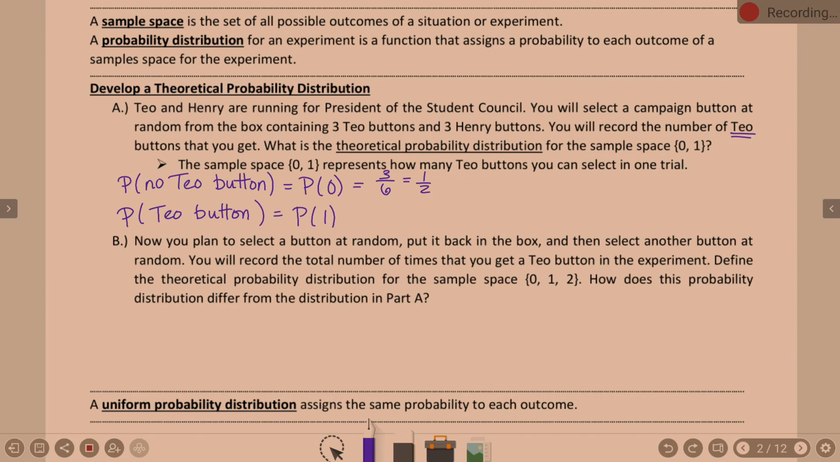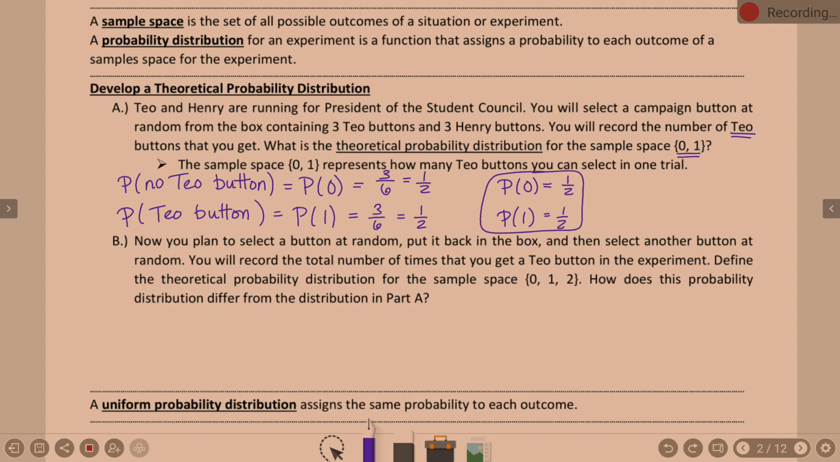Now, what's the probability of 1? So what's the probability of success? Or what's the probability of drawing a Tio button? How many choices are there again? 6. Of those 6 choices, how many chances are there of getting a Tio button? 3. So it is also 3/6, which reduces to 1/2. So when it's asking us for the probability distribution, it's asking us to tell them that the probability of 0 is 1/2 and the probability of 1 is 1/2.